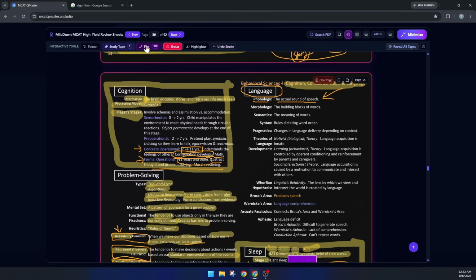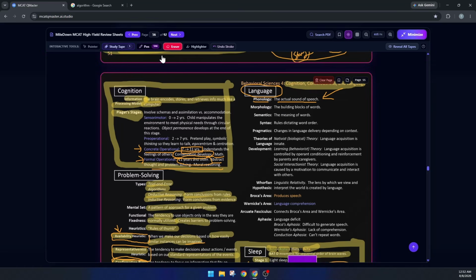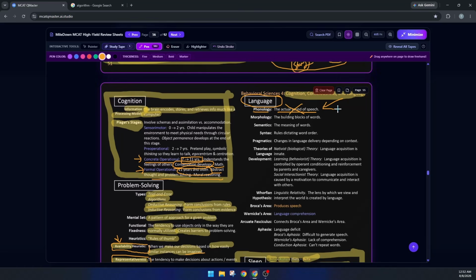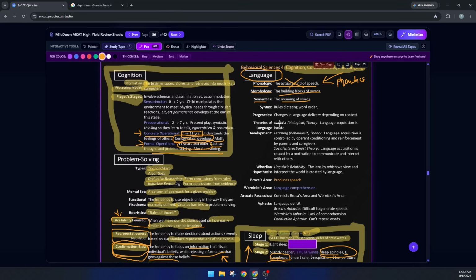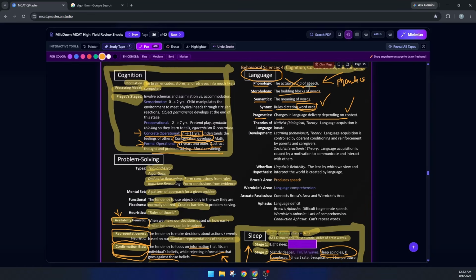I would focus more on understanding than just memorizing these pure definitions, because some of the definitions I don't agree with, because they're actually not accurate. Phonology is not the actual sound of speech. I would say that's phonetics, right? Phonology is the patterning of speech sounds. Okay, morphology, the building blocks of words. Yeah, that makes sense. Semantics, the meaning of words. Correct. Syntax, rules dictating word order. Yes, that's very correct. Pragmatics, changes in delivery. Good. So memorize this stuff and understand, not just memorize.